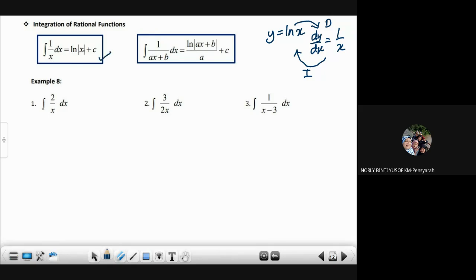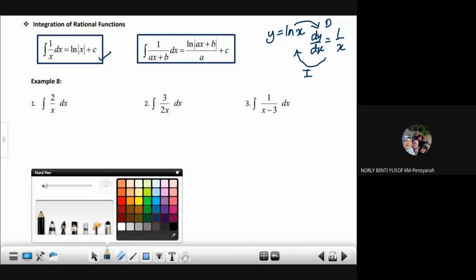Cuma x tu kena buat simbol modulus lah. That means your x function is positive. Ln macam ni, pagar. Wajib buat sebab itu definition for integration rational function.